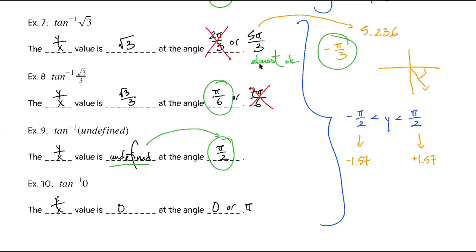And then for our last one here, we're looking for the values of 0 or π, and I think we can eliminate that π because we know that one's not between negative π/2 and π/2, and we can take 0 because 0 is a number between negative 1.57 and positive 1.57. Yeah, exactly. If we think about it as a triangle, it would just be like two sides that were on the same line. Yeah.